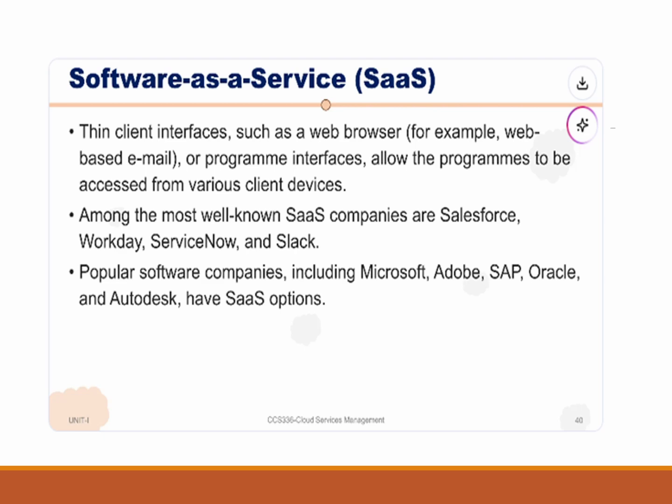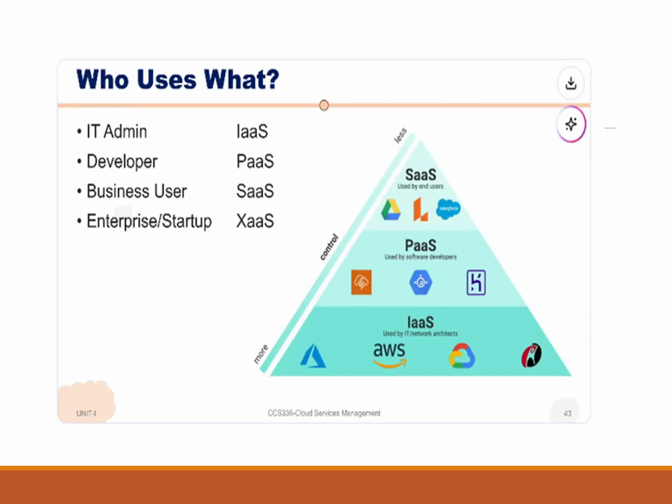Next one is software as a service. Client interfaces such as web browsers or a program interface allow the software to be accessed from various client devices. Among the most well-known SaaS companies are Salesforce, Workday, ServiceNow, and Slack. Popular software companies including Microsoft, Adobe, SAP, Oracle, and Autodesk have a SaaS option.